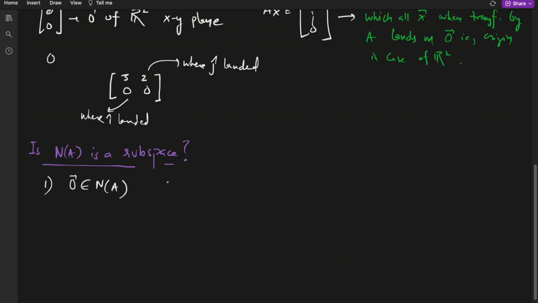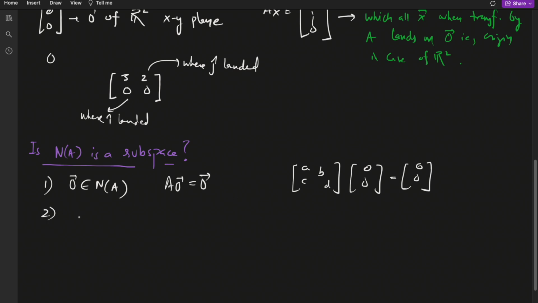Why? Because A times the zero vector is always zero, right? Take any matrix, it doesn't depend. If you multiply any matrix with the zero vector, (0, 0), you always get the zero vector. So the zero vector always belongs to the null space.